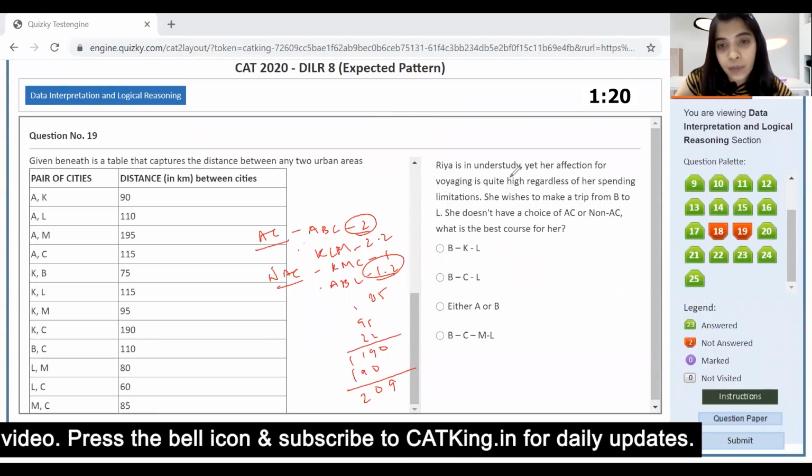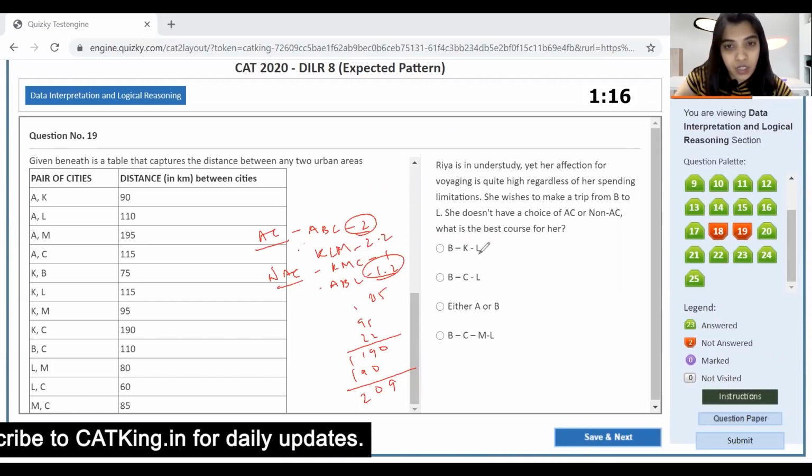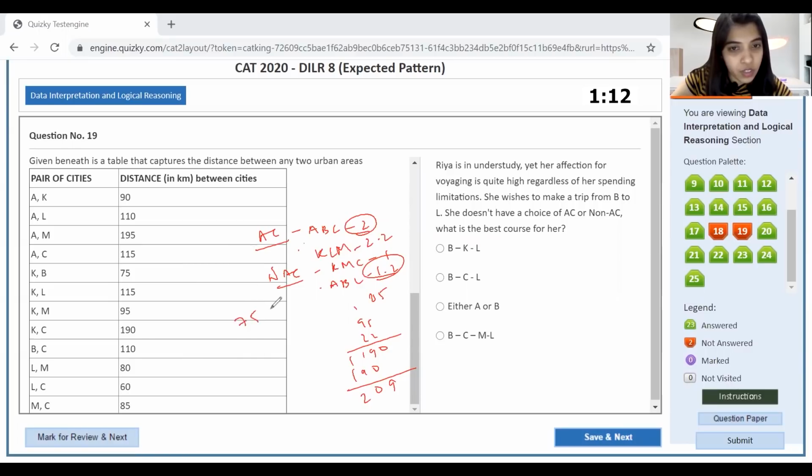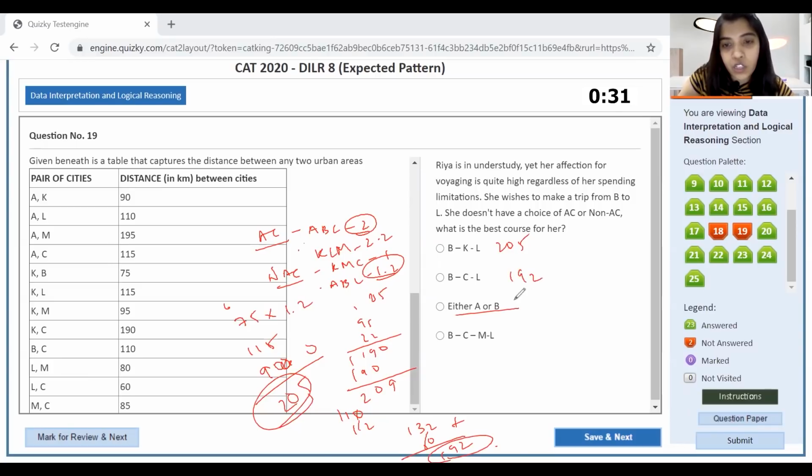So we'll obviously choose the non-AC thing. BKL. So let's see, BK she'll take 75 into 1.2. KL she'll take 115. 12 5s are 60, 12 7s are 84, 90. 205. This will be 205. BCL. BC 110 into 1.2, right? 132 plus CL. CL would be what? 60. CL 60, that is 192, right? Which is definitely lesser than this. Either A or B not possible. B, C, M, L. We're just adding another stop, which does not make sense. So we will definitely mark our answer as this.